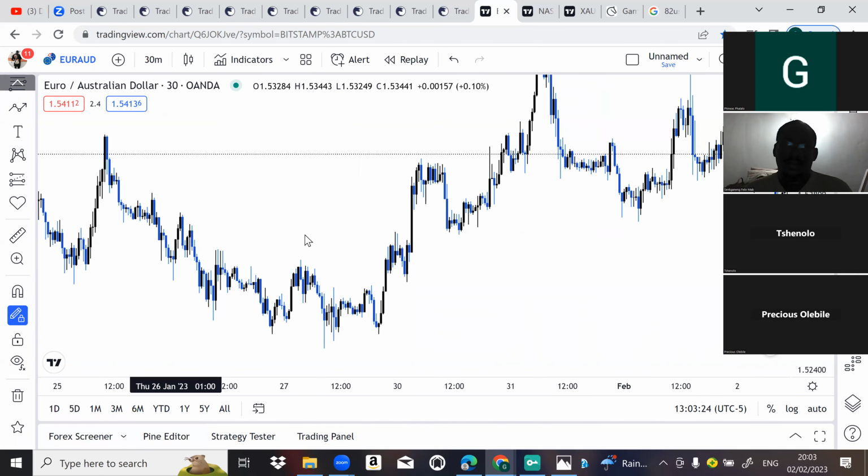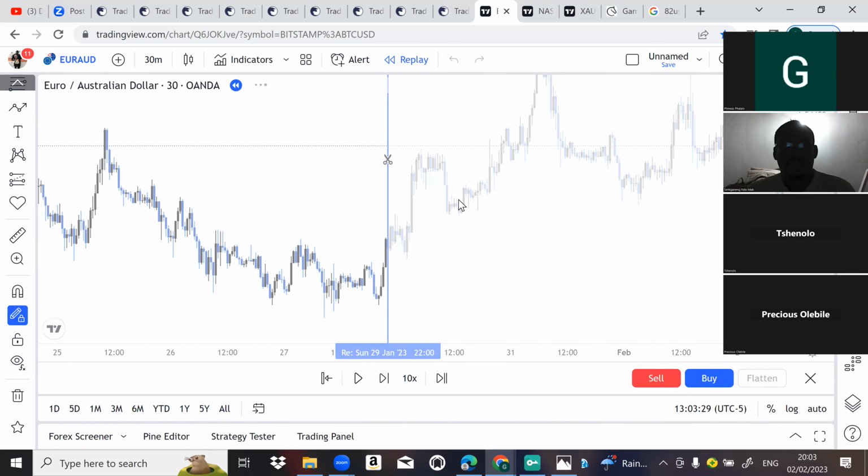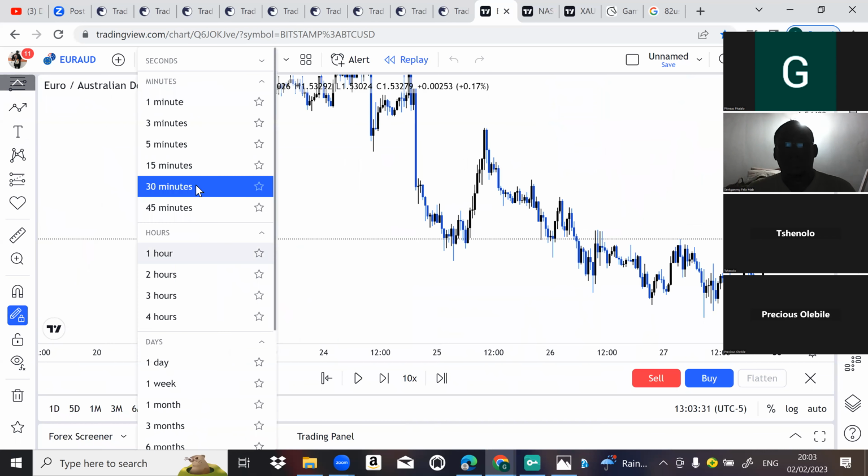So let's try this example. Okay, so and then you can jump into line 15.